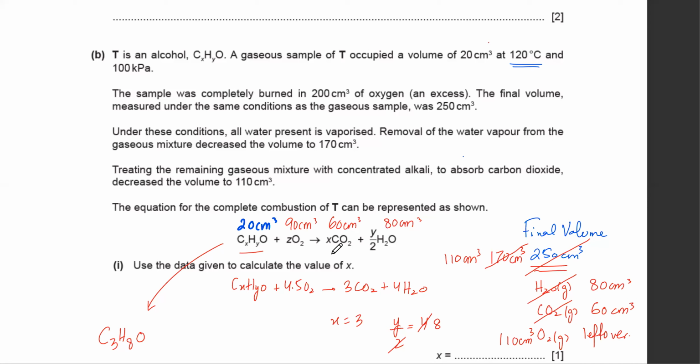Yes, sir. In the final volume, when he says removal of the water vapor from the gaseous mixture, the working is only about that removal. He said that when this reaction happened, 20 cm cube reacts with 200 cm cube oxygen. But it's in excess, which means all the 200 cm cube will not react.